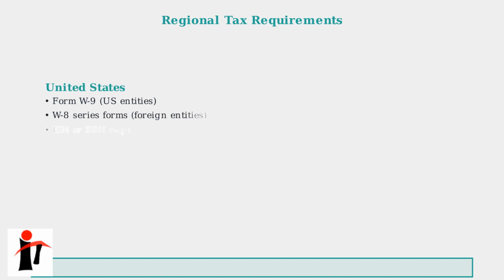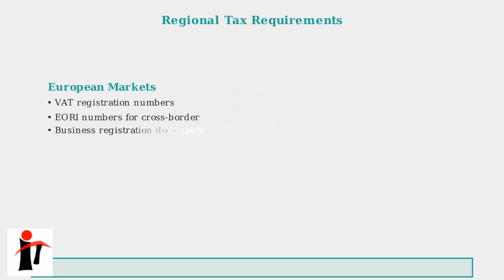In the United States, sellers must provide Form W-9 if they are U.S. entities, or W-8 series forms if they are foreign entities operating in the U.S. market. This includes providing either an employer identification number or social security number. European markets require VAT registration numbers and EORI numbers for cross-border transactions. The EORI system enables customs authorities to track goods moving between EU member states.